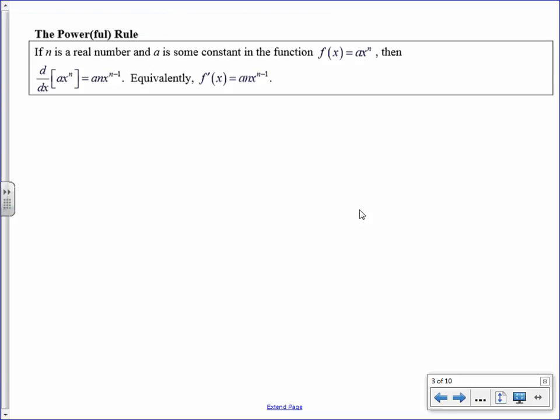The power rule. You have discovered the power rule. If you have x to the n power, that n comes out in front as a coefficient, and your degree is 1 less. You can just learn this first.